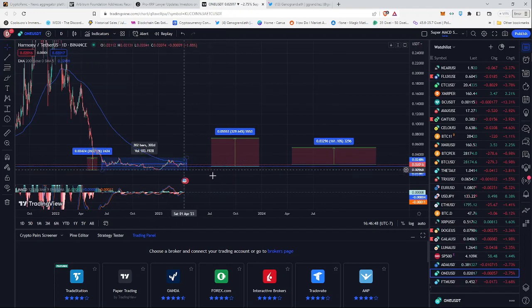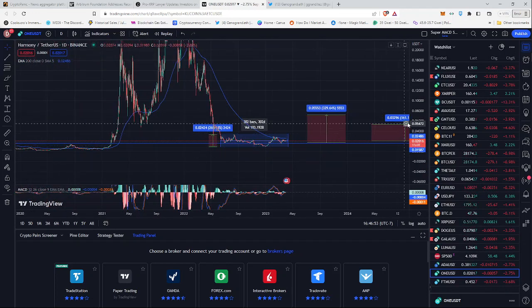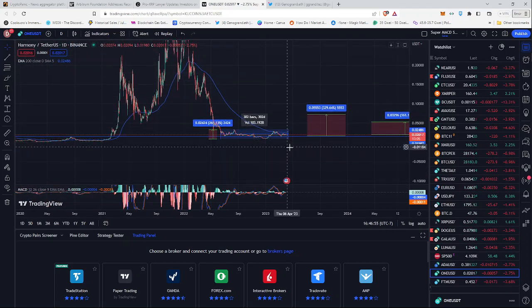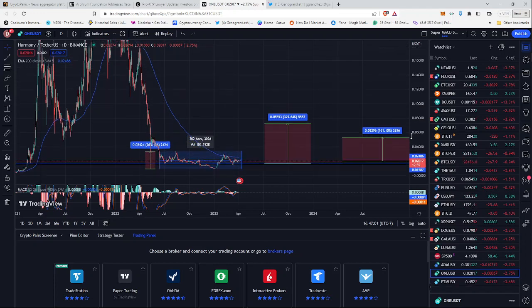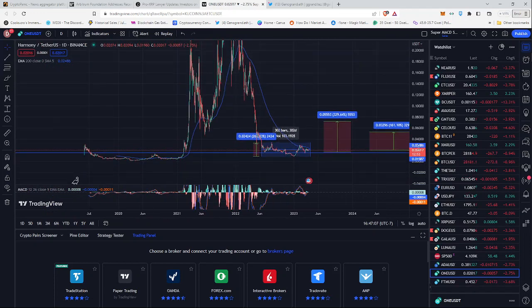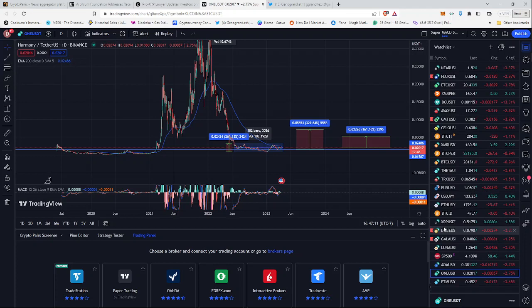But besides that, this could be an extended consolidation, right, for a further downside move. But I mean, it's just unlikely for me. But you never know. Plus, we're sitting right on support for Harmony. So these are just two tokens that I'm looking at right now, personally, that I might be looking to pick up.